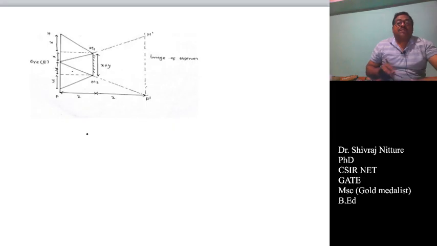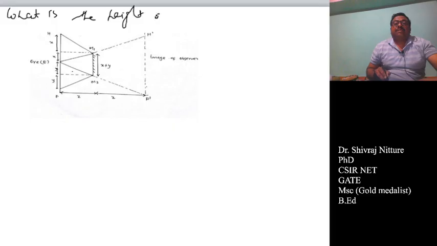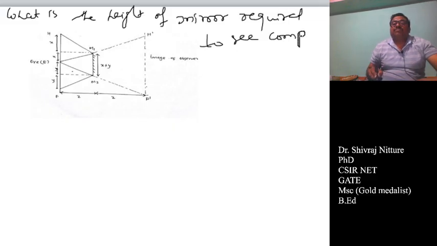And in this case, what is the height of the mirror required? The question is like this: what is the height of the mirror required to see the complete image of an object standing in front of the mirror?